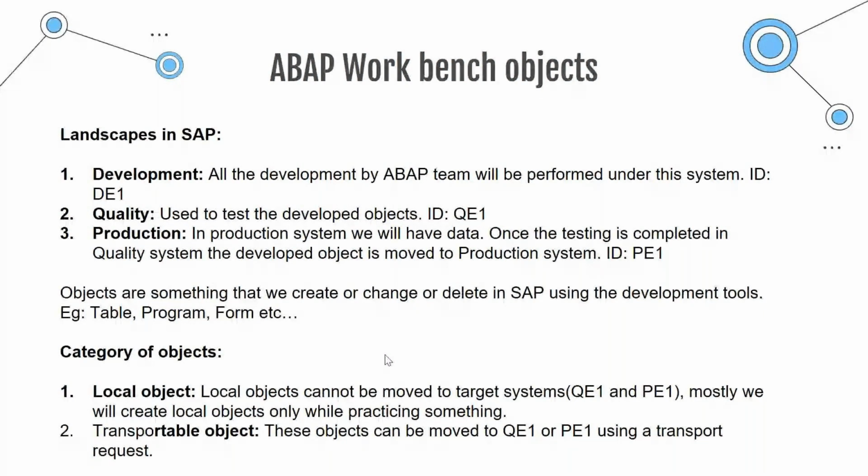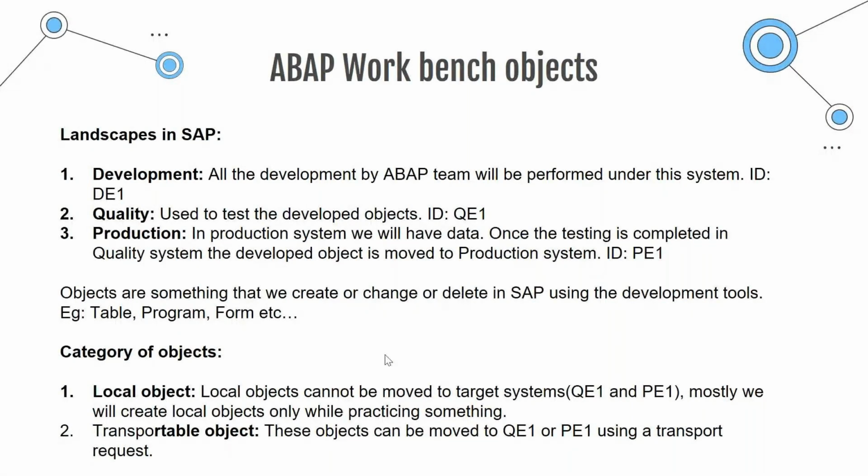First is called a local object. Second is called a transportable object. Understanding the difference between local and transportable is very important for us, because if we don't understand this difference, we will not be able to save our changes. We will not be able to make a decision on how to save our object. So first, local object. Local objects are normally created only in development system, and these cannot be moved to target systems, right?